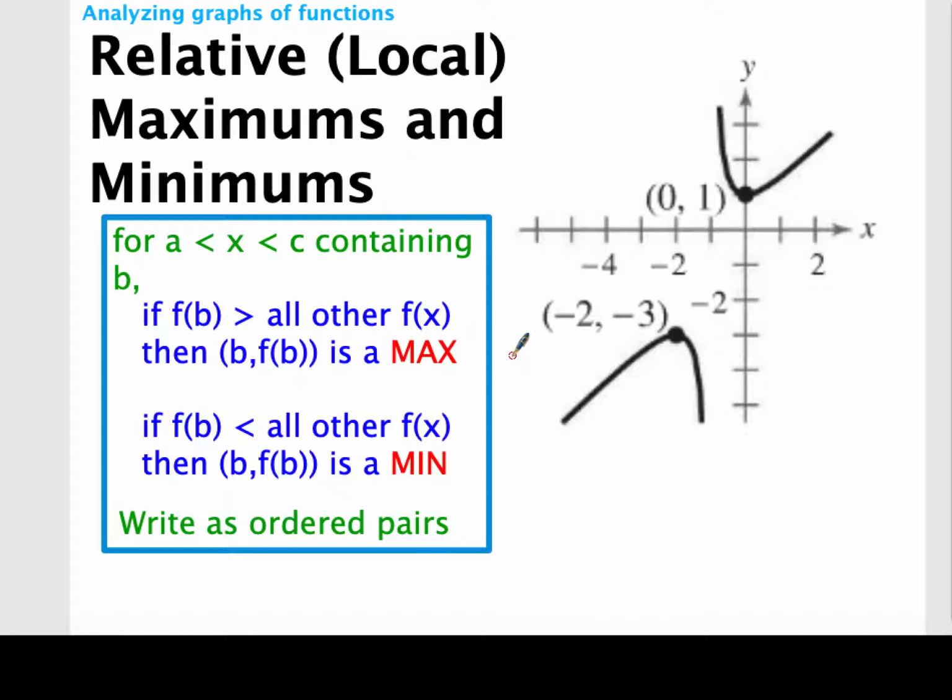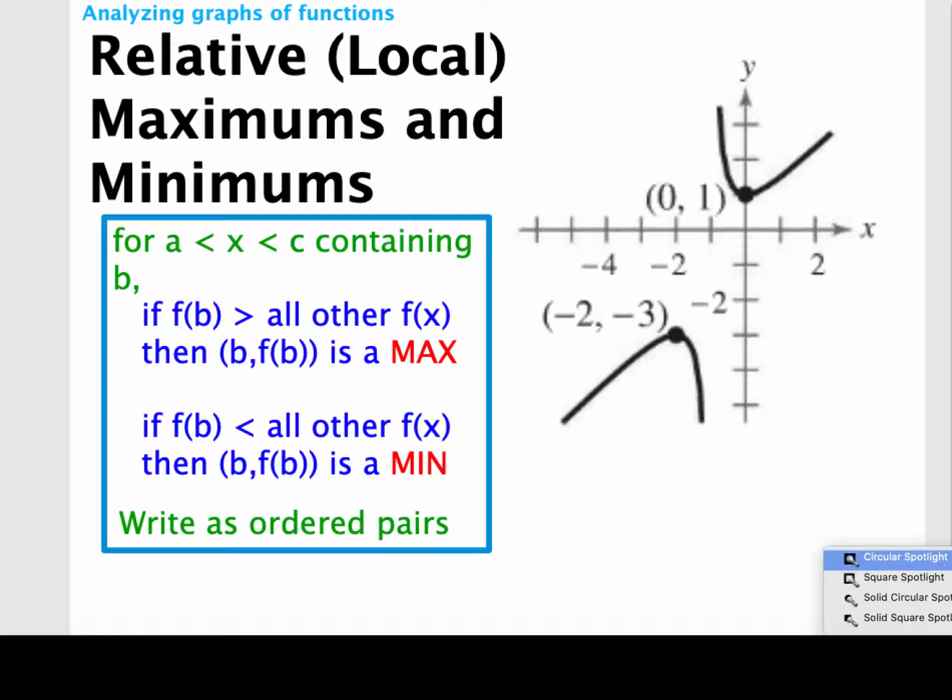Another thing we can find on our graph are what we call relative or local minimums and maximums. A relative or local maximum or minimum is just the high point on our graph or the low point on our graph over a shortened span. If a point f of b, such as this one right here, has a greater y value than all the points immediately around it.